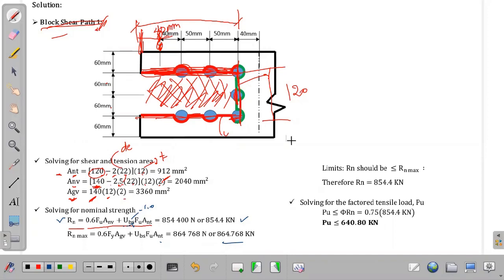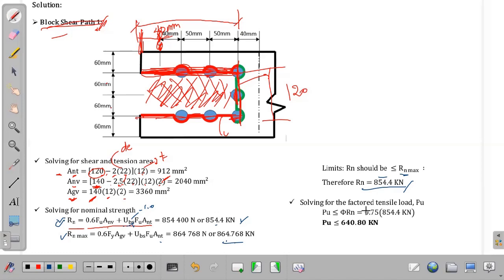And then, ayan, Rn, na-solve natin. Rn max, na-solve natin. We need to compare this. Rn should be less than Rn max. Is it true? 854 is less than 864. Okay. So, okay na yung Rn is less than the Rn max. So, therefore, your Rn is equal to 854.4. Okay? So, ito na yung magiging Rn natin.